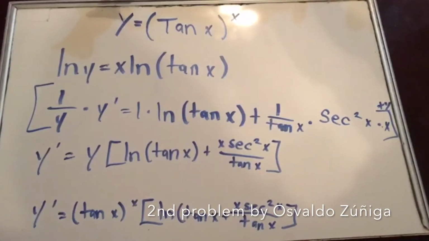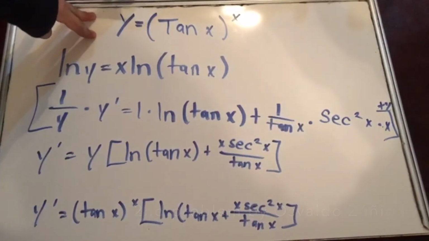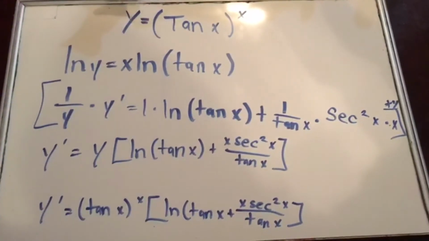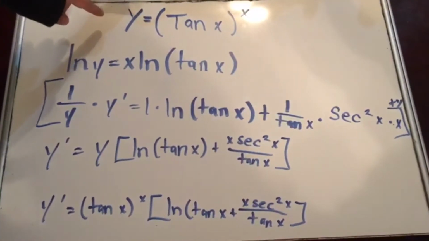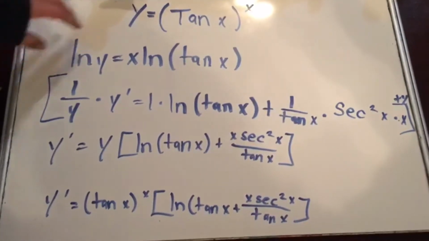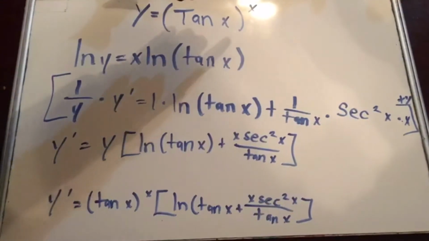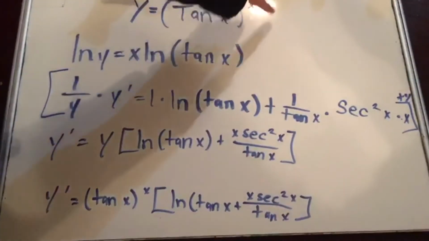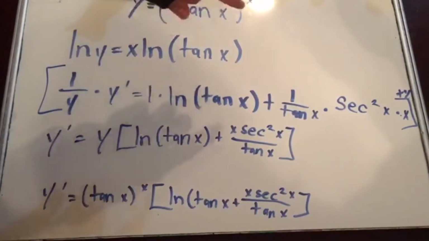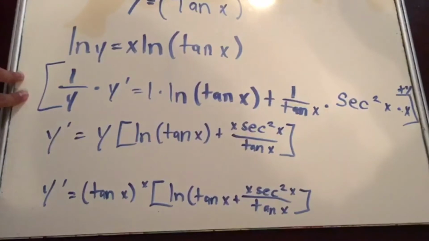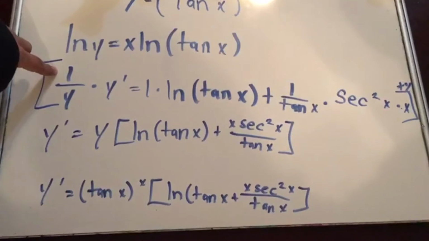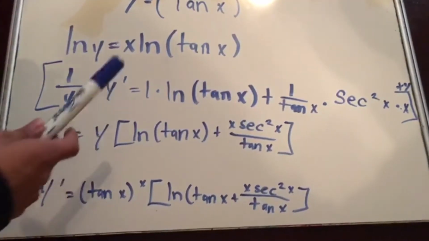Okay guys, so we're gonna solve this problem with logarithmic differentiation, which is y equals tan x to the x. So first what we're gonna do is take the natural log on both sides. So we have natural log of y equals x natural log of tan x. We do this to get this x here because we don't want it in the exponent, so we need it here to solve the problem.